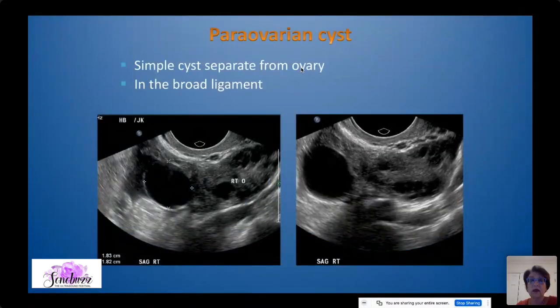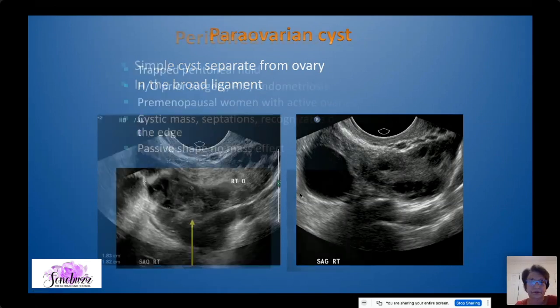Another one is a para-ovarian cyst, which is a simple cyst, probably from one of these embryologic remnants in the broad ligament, so it's separate from the ovary. And of course, it is important to recognize that they're separate from the ovary because they're not going to change. They're not functional cysts, so you just have to call it a simple para-ovarian cyst.